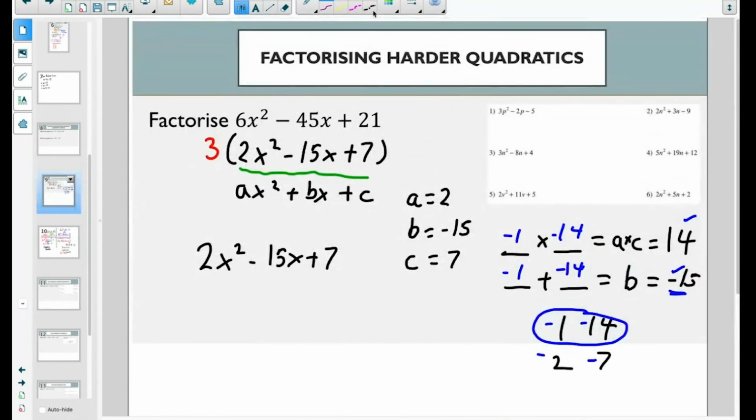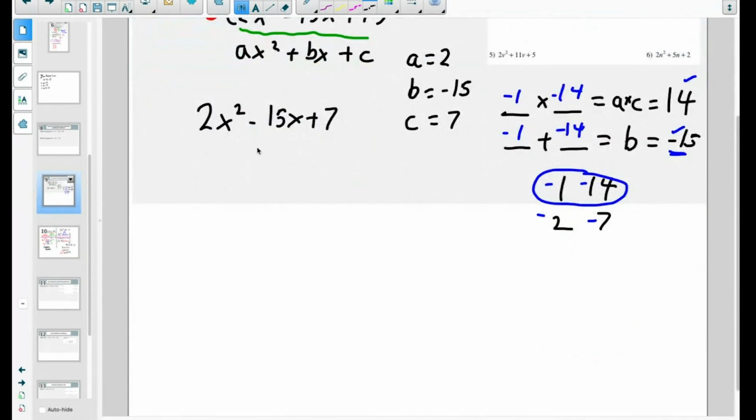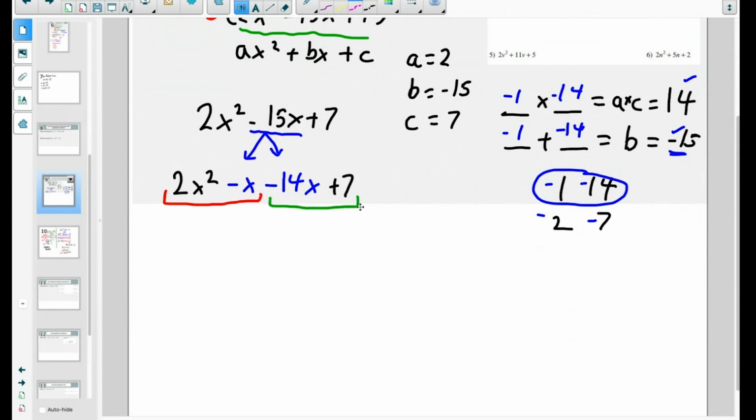Okay, so here what I will do is rewrite this as negative 1x, or just negative x, and then negative 14x, because remember what we're doing is breaking down, or decomposing, this negative 15x into those two terms. And the first and the last terms will stay the same. And then from here, I'm going to pair these two up, and then I'll pair these two up. And we're going to look for the greatest common factor from each pair of terms.